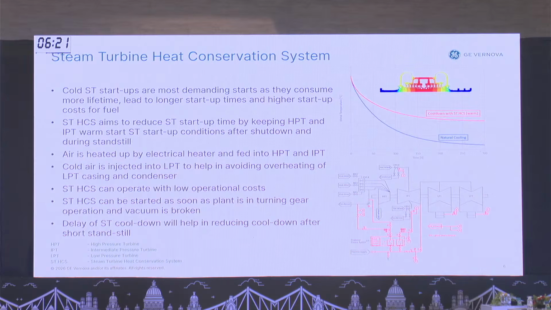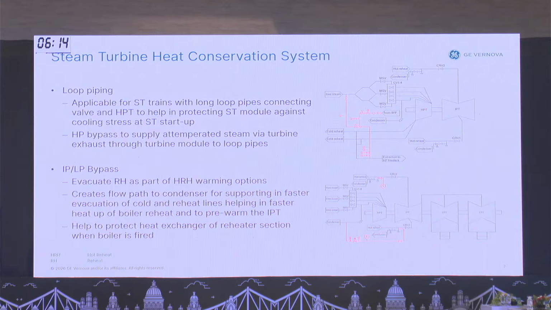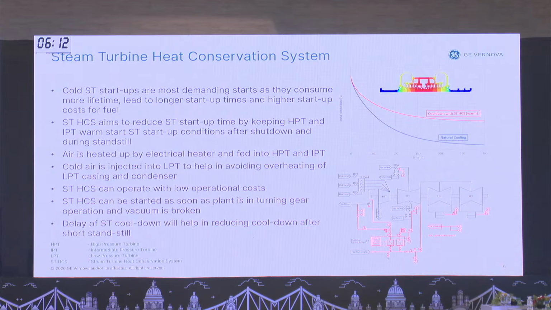And you see there, when we have the natural cooling, then you have the curve, that is the blue curve over here. And if we install the steam turbine heat conservation system, then you see the temperature gradient is much lower. That means you can keep the steam turbine rotor much hotter with respect to without HCS. And this is the standard configuration for the turbines, where we have maybe 1 HP, 1 IP, and 2 LP.